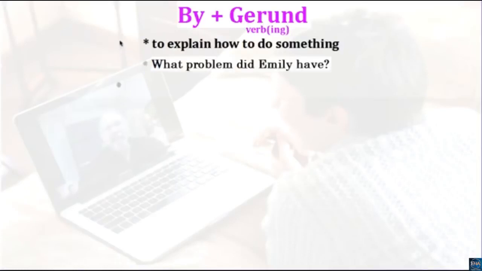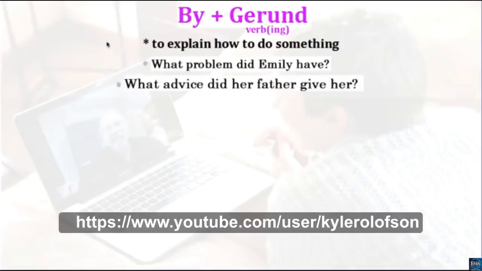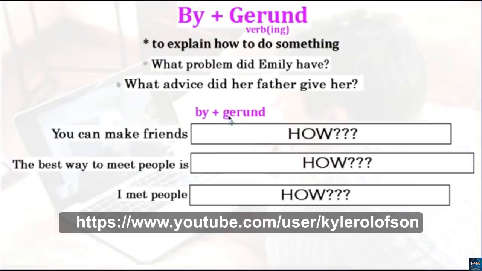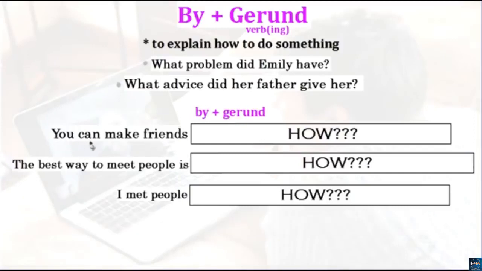So what problem did Emily have? Her problem was that she hadn't made many friends. And she wants to make more friends. Now let's think, what advice did her father give her? So this is the grammar we're going to look at today. One of the pieces of advice that he gave her is he said, you can make friends, but how? Now, he told her how to make friends when he used by and the gerund.